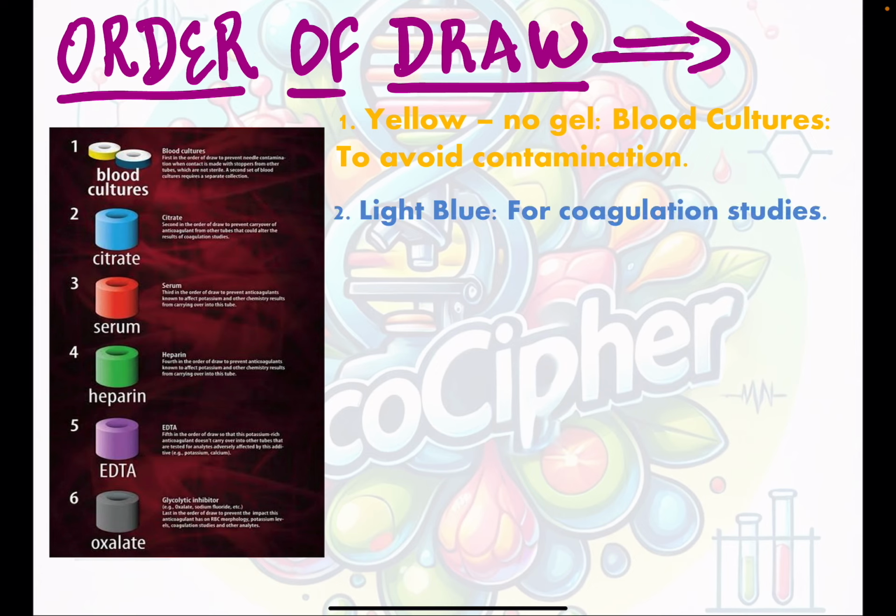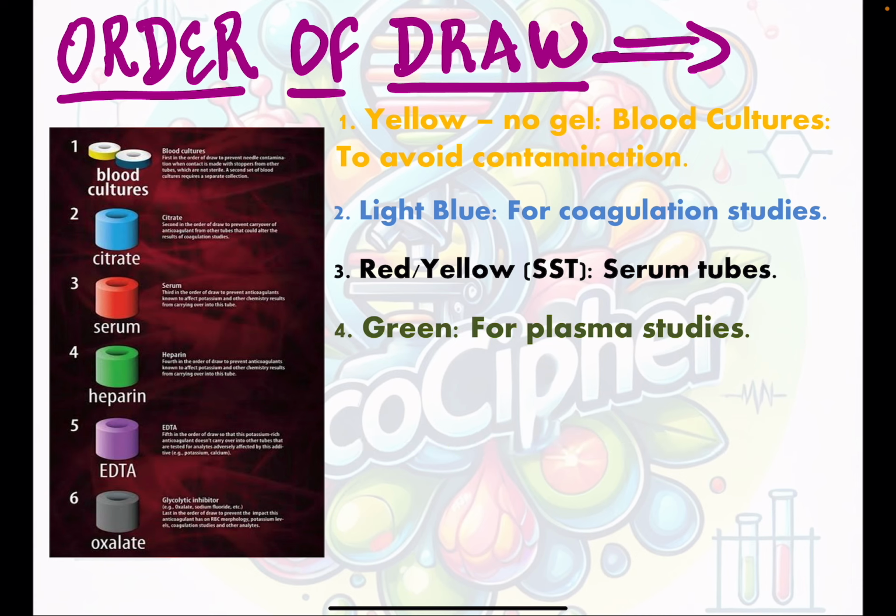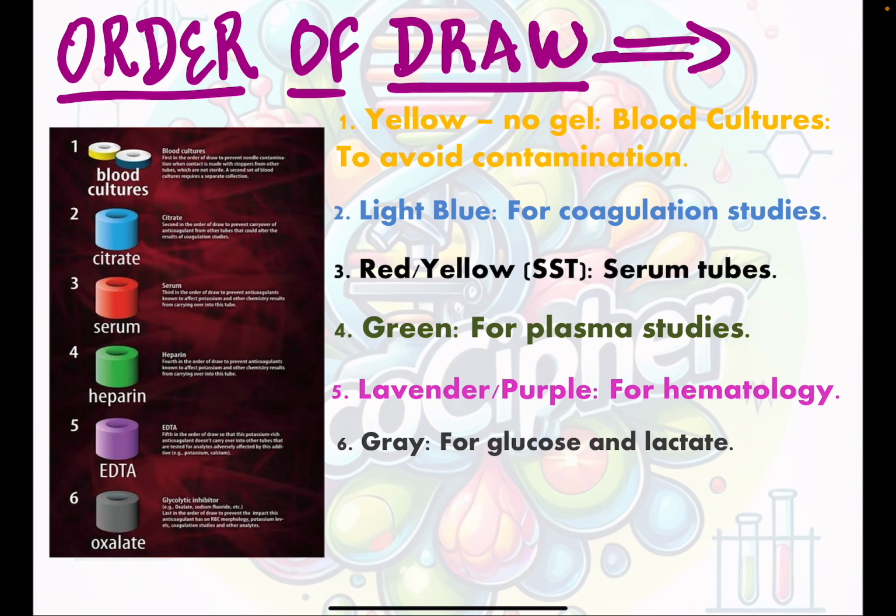The next one to be filled is the light blue colored one for coagulation studies. Then the serum separator tubes which have gel in them, after which we fill the green colored one for RFT, LFT, which has heparin in it. Then we fill the lavender or the purple colored one for complete blood count, hematological examination. We then fill the gray colored one, which is used for glucose testing. And finally, we can use the specialized tubes, which are the dark blue, black, etc.